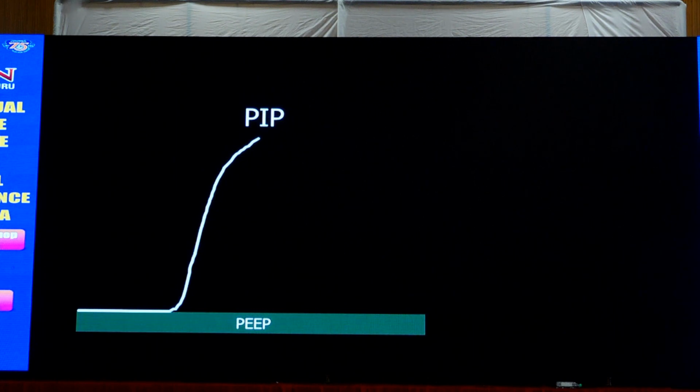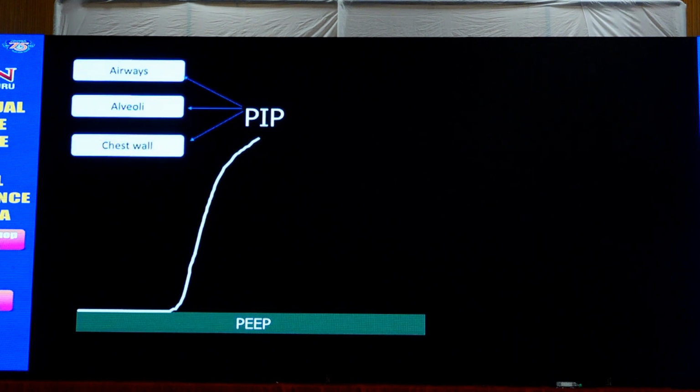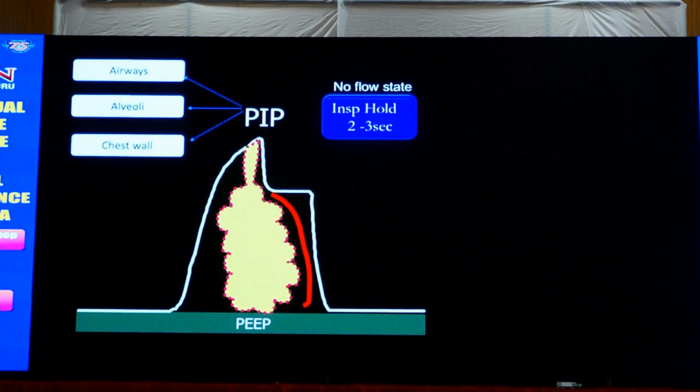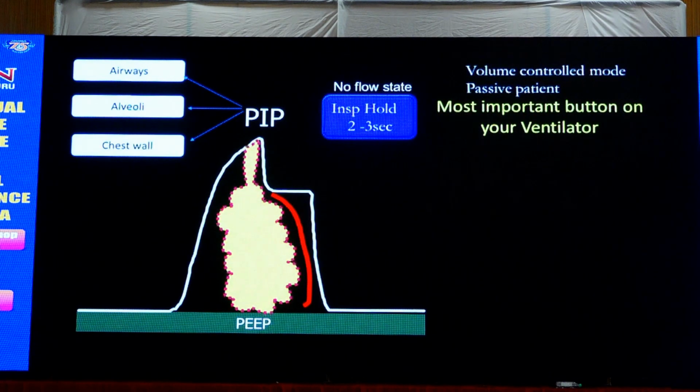It goes through the airways, then alveoli, and there is a chest wall. So 3 things are contributing to the PIP. How to discriminate what is contributing how much is the next question, right? Once you understand that, you know what to change on a ventilator. So these are the 3 things. Now you can press a button called the inspiratory hold. That is the most important button on your ventilator. You just hold it for 3 seconds, and you get what is called the plateau pressure.